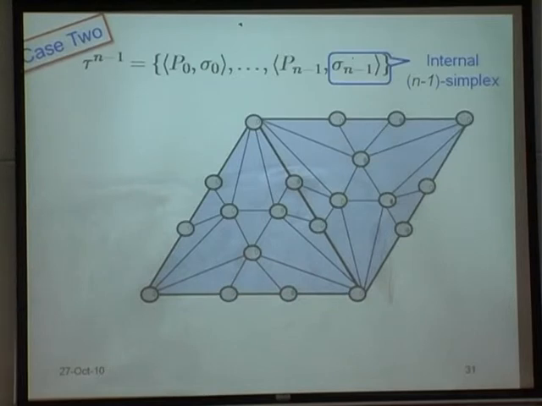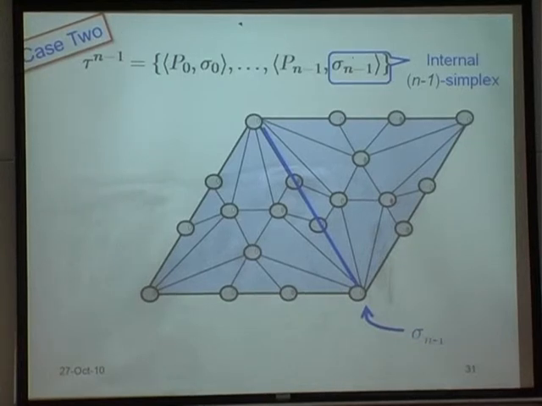Okay, case 2 is, suppose that this is actually an internal n minus 1 simplex instead of a boundary. So suppose the last view seen by a process is this edge here, which you can see is internal because it's the face of two big triangles. And again, the t sub n minus 1 that we're looking at could be any of these three, but we'll pick this one for pictures.